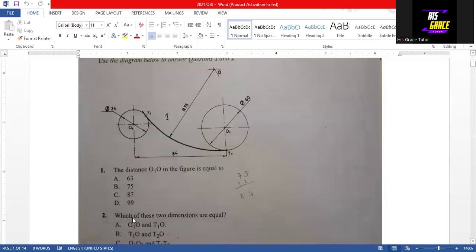Then question 2 says, which of these two dimensions are equal? So the answer is option B. The radius of this arc, that connects this circle and this circle together, is 75. So the answer is option B to question 2.